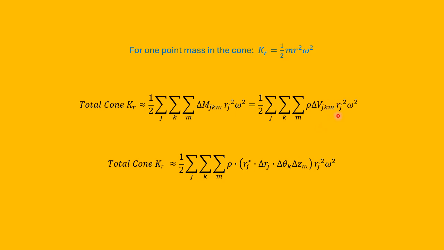Now, if we look at this, for this volume here, delta v sub jkm, we can substitute r times delta theta times delta z with the appropriate subscripts here, times r sub j squared times omega squared. We look at this and we realize that we have a Riemann sum, which in the limit is going to be an integral. In this case, a triple integral.